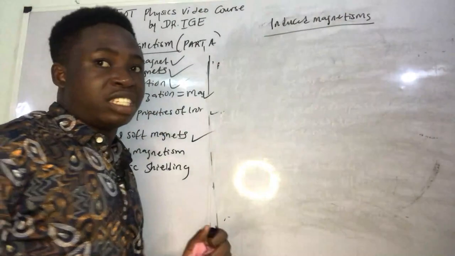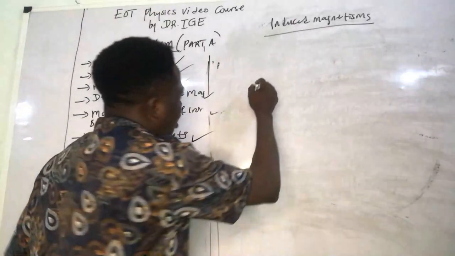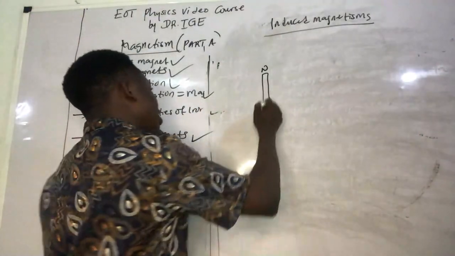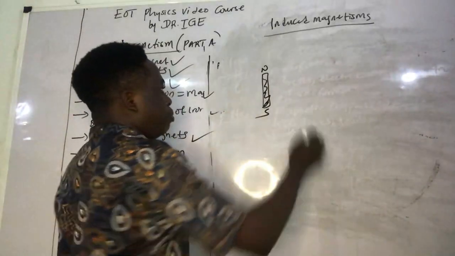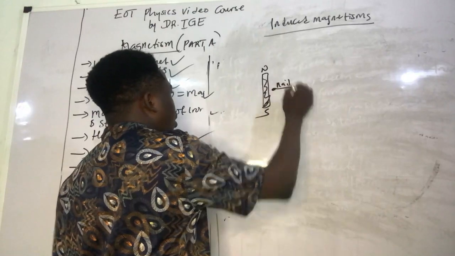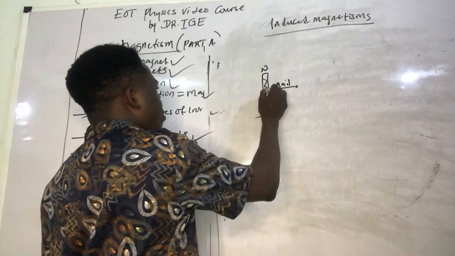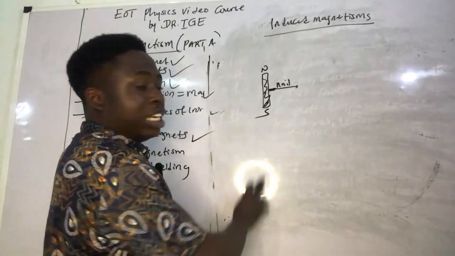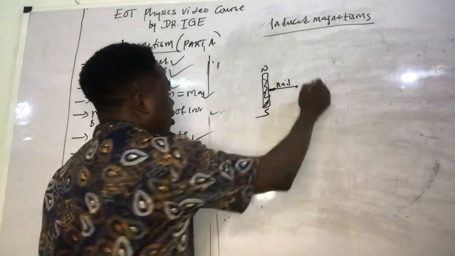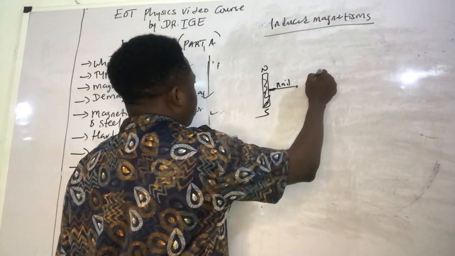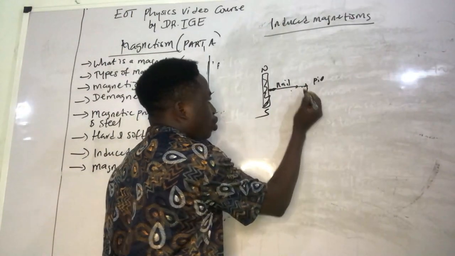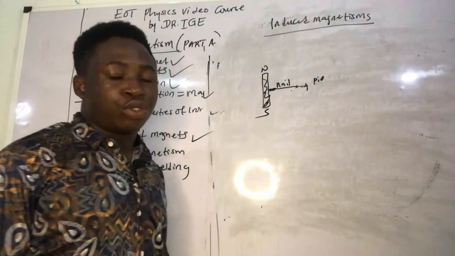I don't know the right way to explain this, but let me just explain the principle. For example, this is a bar magnet with a north and south pole. It's magnetic, and then you are bringing a nail close to it. If this nail makes contact with this magnet, this nail will be magnetized, right? Let's say you are now bringing a pin close to this nail. If this nail touches this pin, you agree with me that the pin will be magnetized too, right?